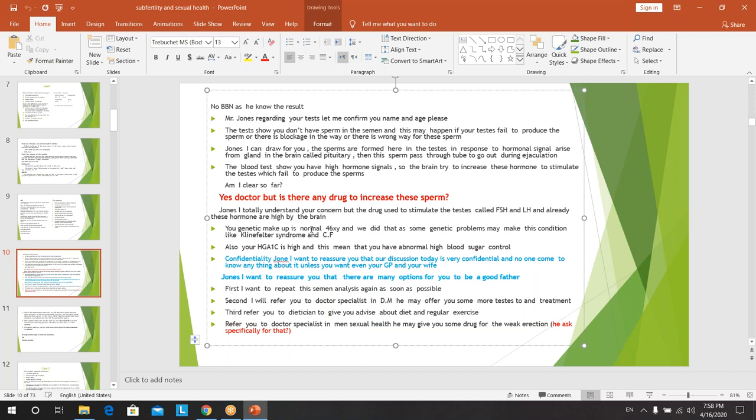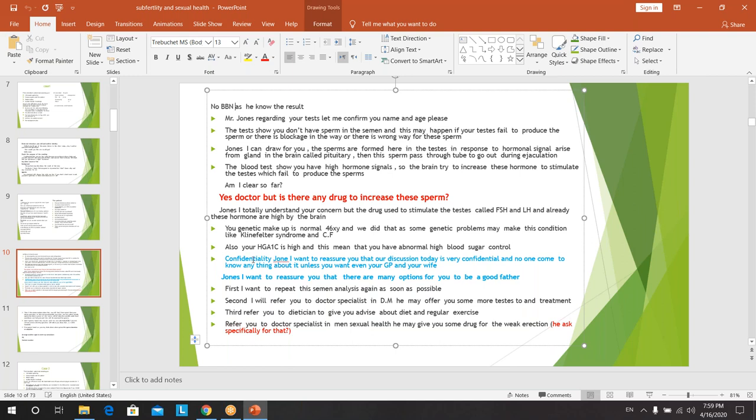John, your genetic makeup is normal, 46XY, and we did that because some genetic problems make this condition, like Klinefelter and cystic fibrosis. Am I clear? Also, your hemoglobin A1C is high, and this means that you have poor blood sugar control, as Dr. Soha said, in the last 3 months or in the last period like that.